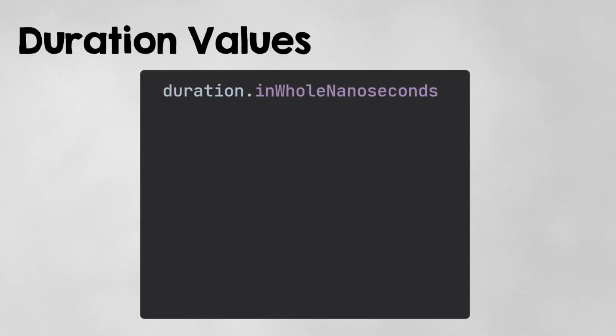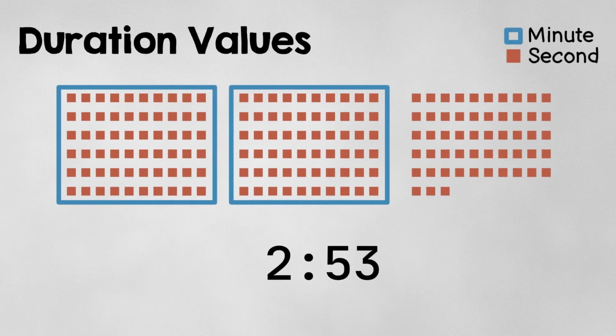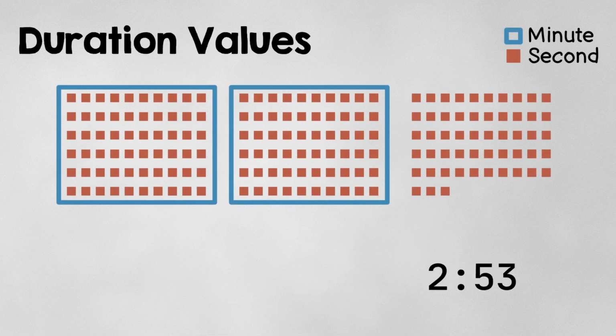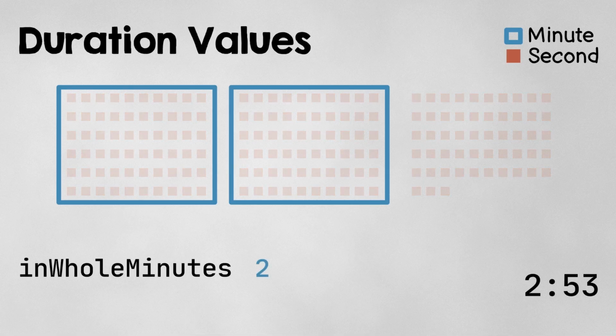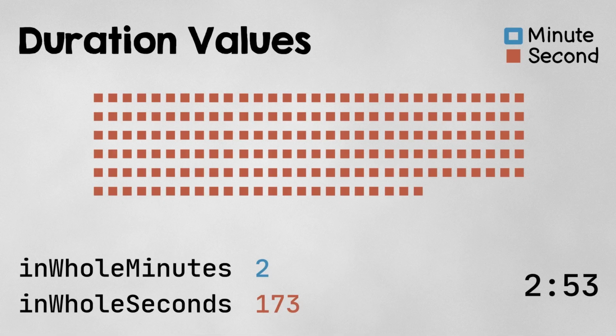Now, each of these whole properties and conversion functions produces a number that represents as much of the entire duration as it can. So if you've got a duration of, say, 2 minutes and 53 seconds, inWholeMinutes would return 2, truncating the 53. inWholeSeconds would not return only the 53 from here. It'll return all 173 seconds from the entire duration. Expressing this duration as 173 seconds is helpful in a lot of cases, but it's not always entirely natural for humans to think this way.